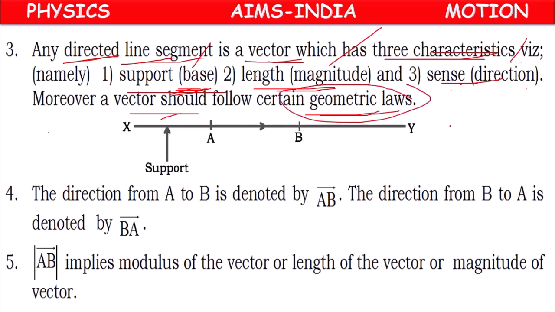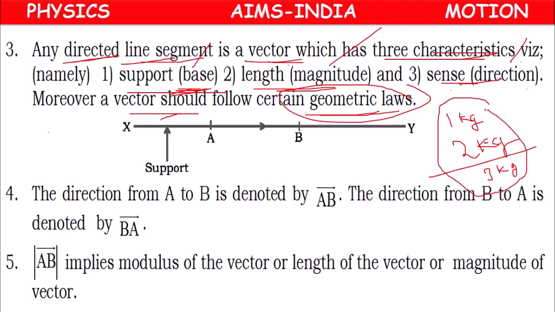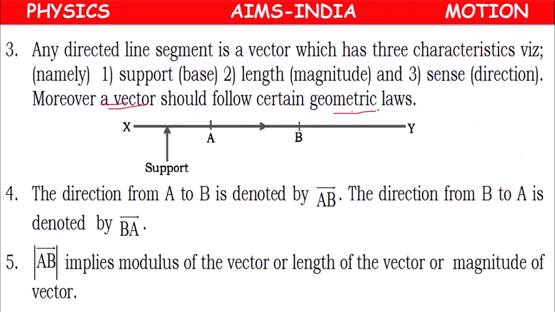Suppose we went to the market to buy sugar. First we bought 1 kg sugar, next 2 kg wheat flour. How much weight do we have? 1 + 2 kg, 3 kg. So that is normal algebraic addition with the help of scalars. Mass is a scalar. We can add normally, like normal numbers. But for adding vectors, not algebraic laws, we have to follow some geometric laws. So if geometric laws are applicable, then only it is called a vector.